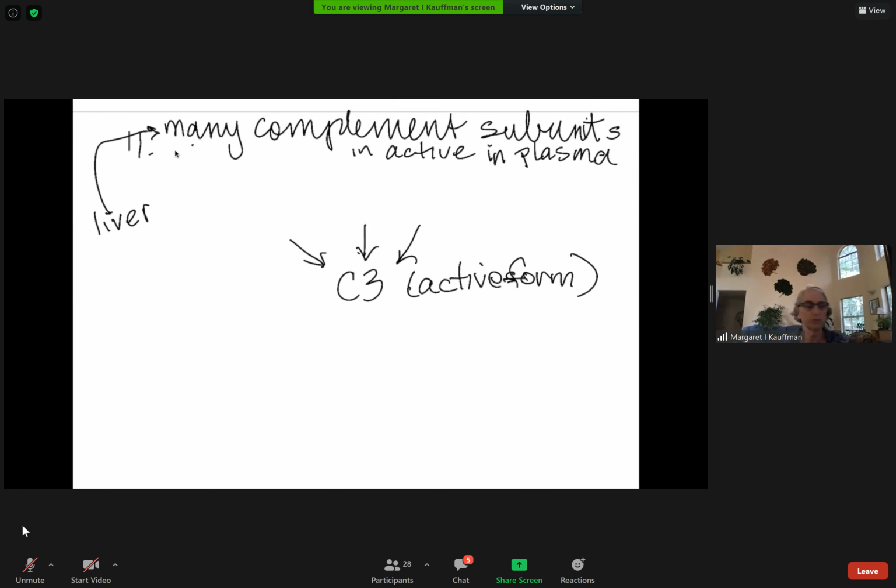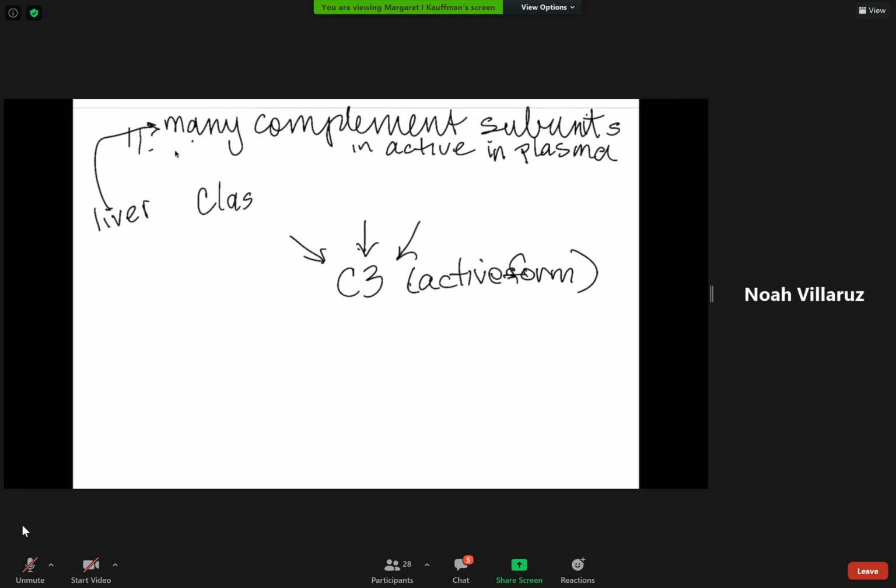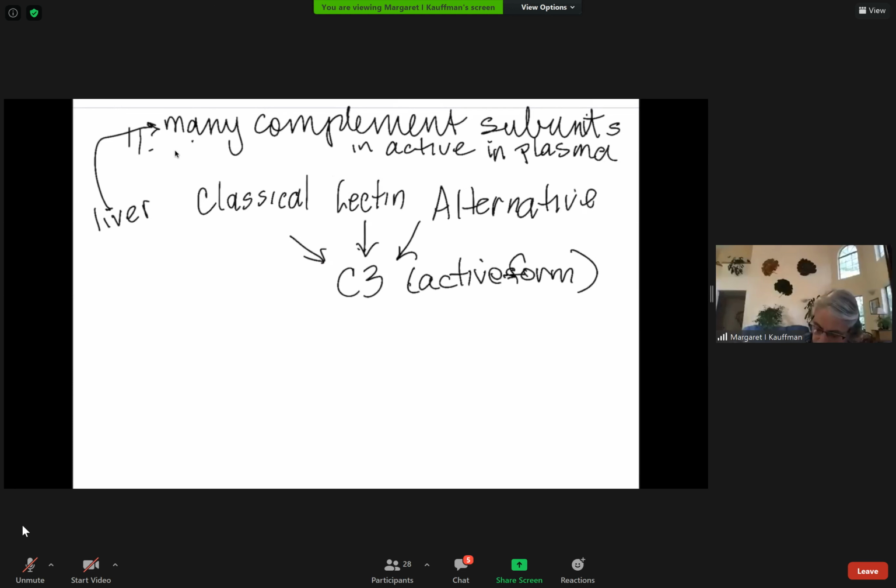So go ahead, Noah. So the three pathways are the classical pathway, the lectin pathway, and the alternate pathway. The classical pathway gets activated by antibodies coating a target cell. So it's like an antigen antibody complex. So for classical, you need antigen antibody binding.